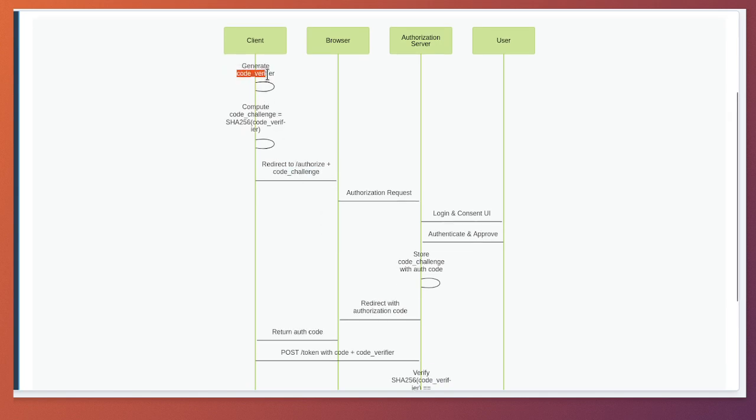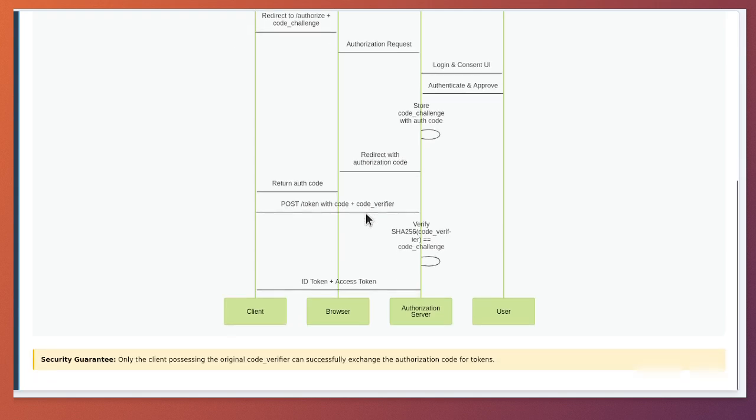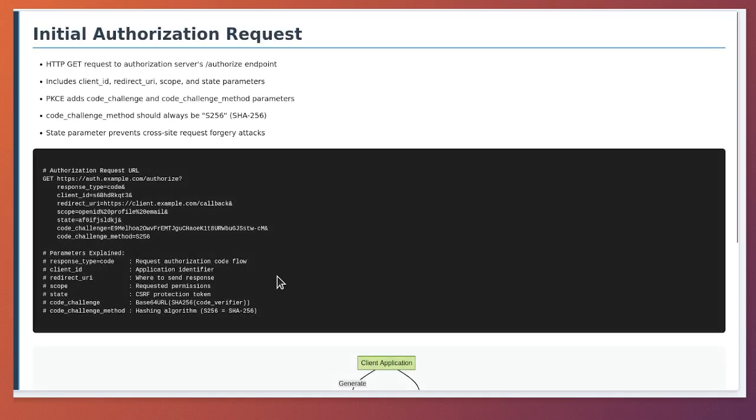The authorization server will reject any token request that doesn't include the matching code verifier, effectively rendering the intercepted authorization code useless to the attacker. Initial authorization request. Let's examine the initial authorization request in detail, as this is where the PKCE flow begins and where the cryptographic binding is established. This request is the foundation of the entire security mechanism, and understanding its components is crucial.